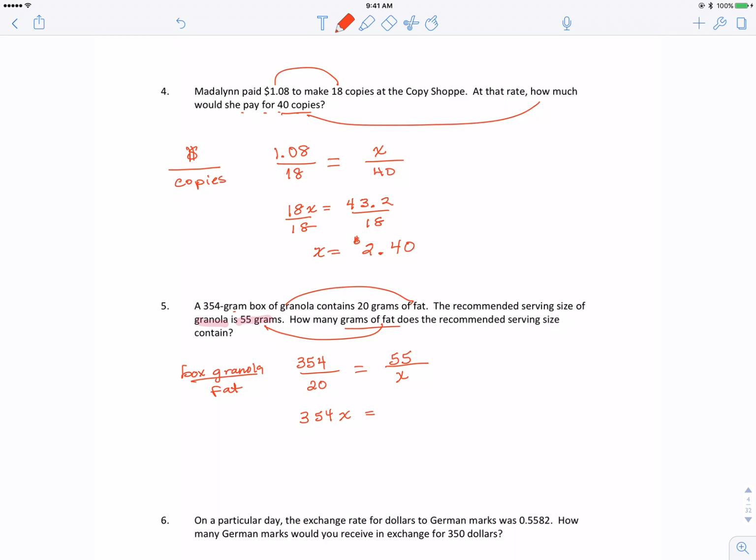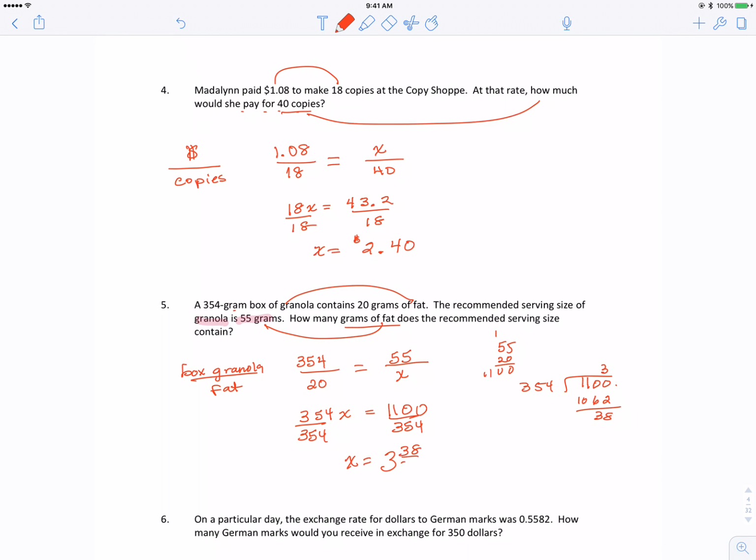354x will equal 55 times 20, 1100. And then I divide by 354, and I'll get a decimal, whatever that would be. My guess is 3 point something. So if I want to leave it as a fraction, 1100 over 354, if you made a decimal, you could go through and do your decimal. 3.1 something.